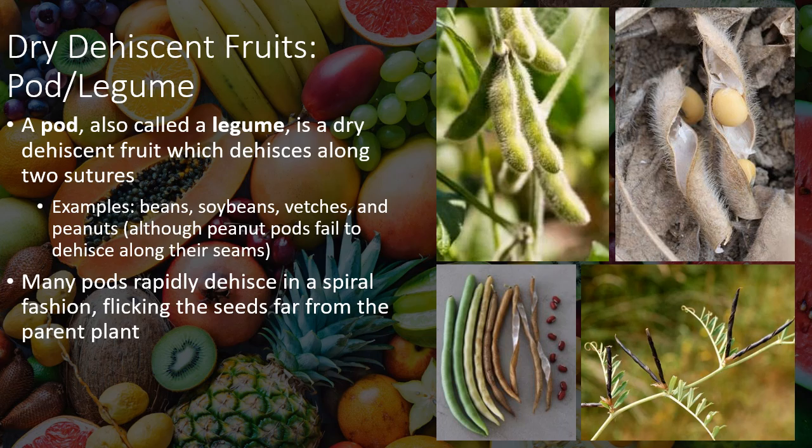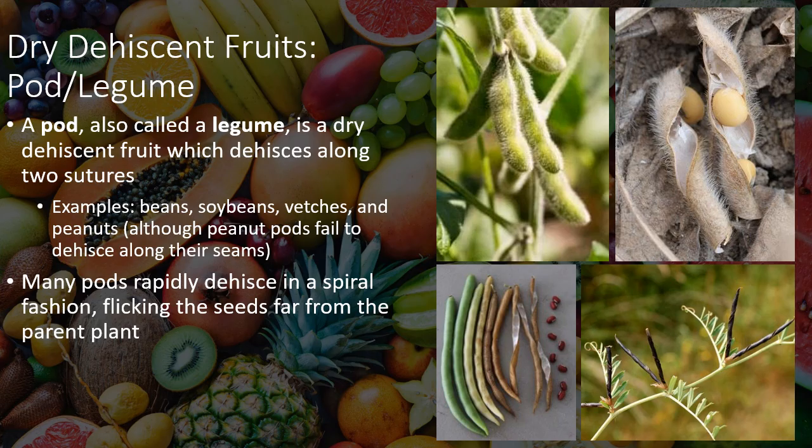By spiraling as they split, plants like vetch or green beans can actually kind of catapult their seeds away from themselves. This isn't a feature that all leguminous plants have or all pod-bearing plants have, but it's certainly a way that they can flick or launch their seeds by rapidly spiraling up when they split open.